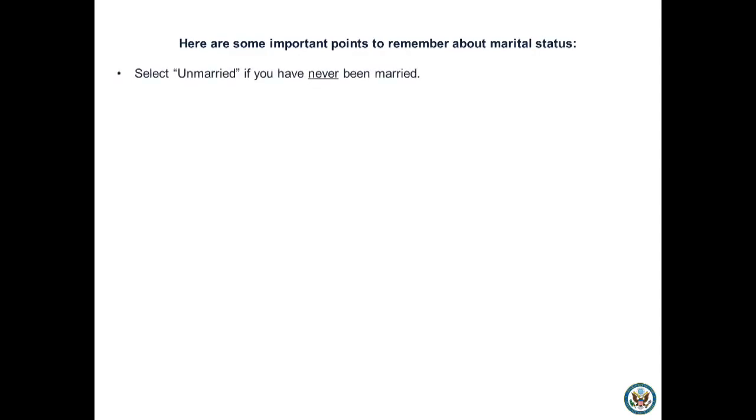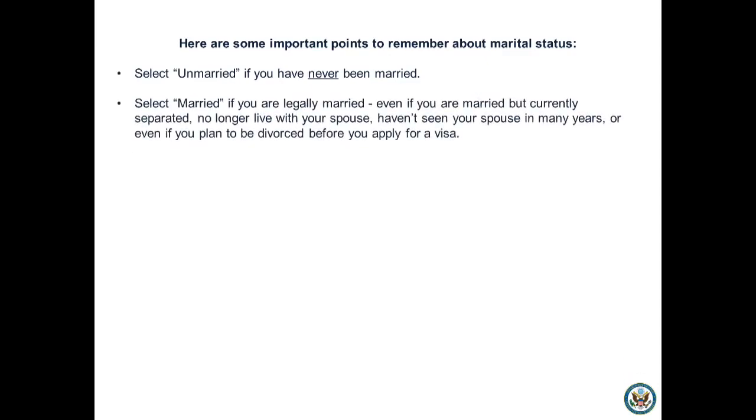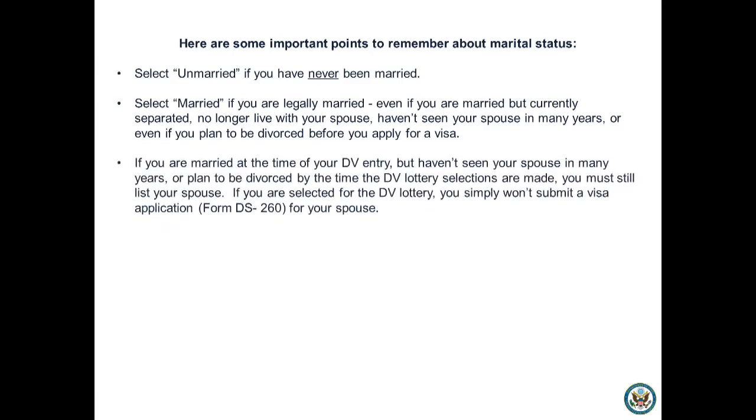Select unmarried if you have never been married. Select married if you are legally married, even if you are married but currently separated, no longer live with your spouse, haven't seen your spouse in many years, or even if you plan to be divorced before you apply for a visa. If you are married at the time of your DV entry, but haven't seen your spouse in many years, or plan to be divorced by the time the DV lottery selections are made, you must still list your spouse. If you are selected for the DV lottery, you simply won't submit a visa application, Form DS-260, for your spouse.